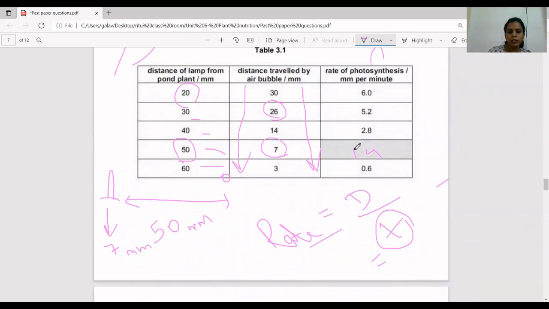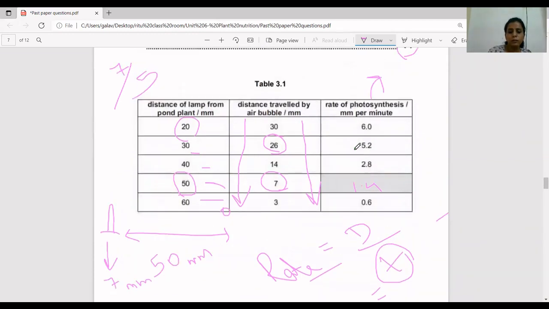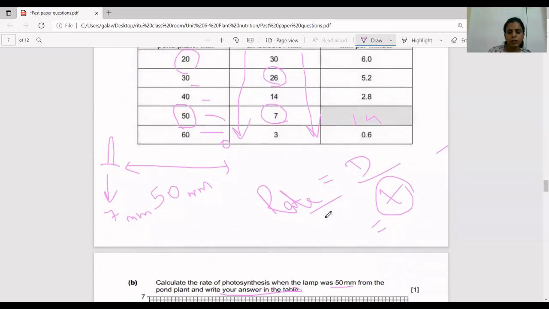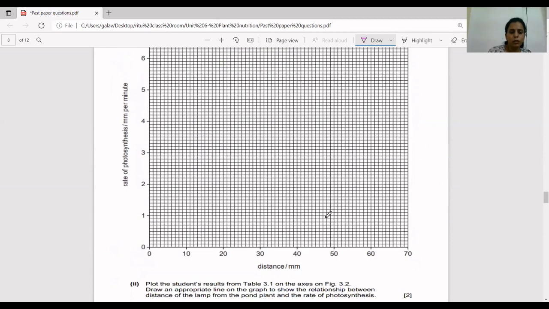So I have already explained the answer is 1.4. That's because rate is speed. Speed is measured by distance upon time. Distance traveled by air bubble is 7 millimeter in 5 minutes. So 7 divided by 5 will be 1.4 millimeter per minute. Now you have to plot the graph.